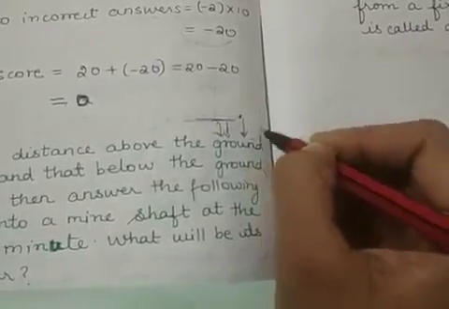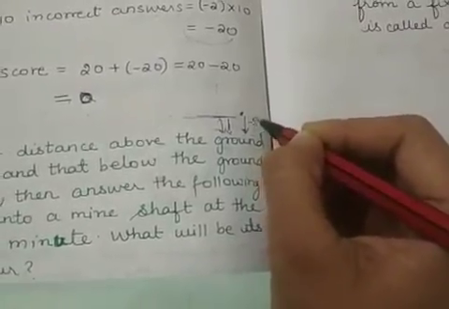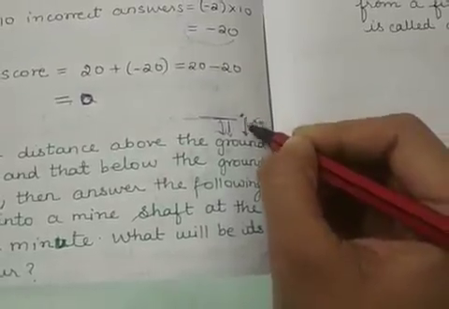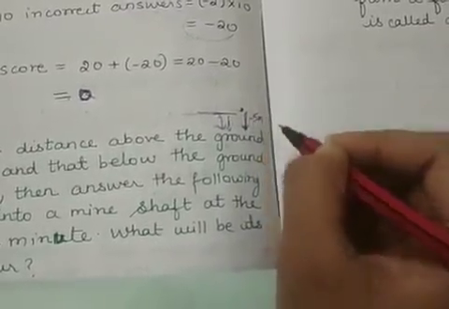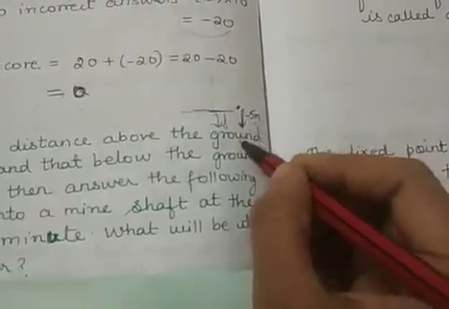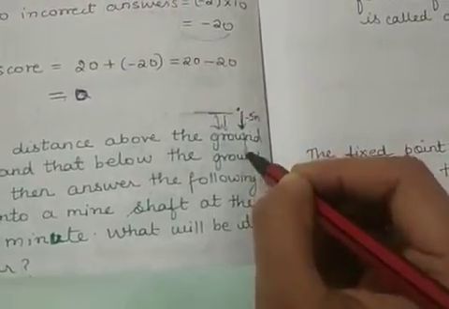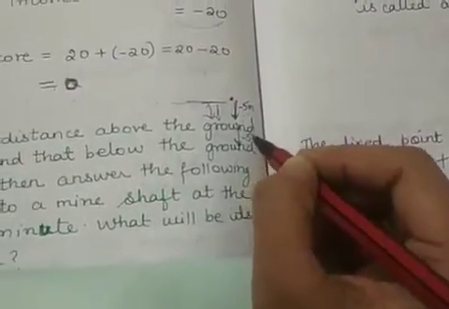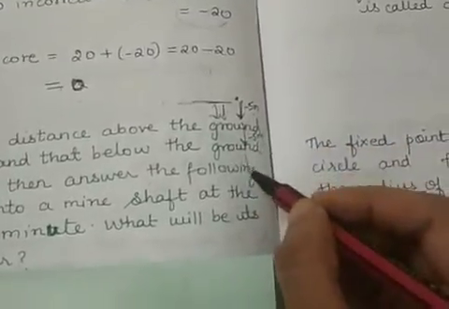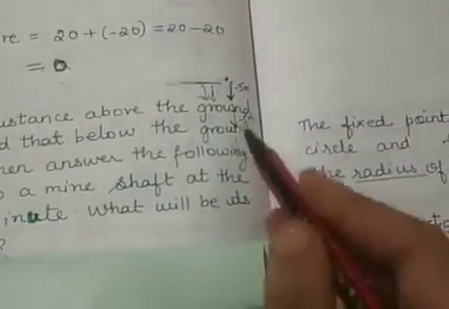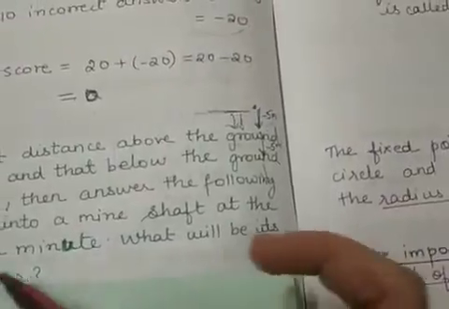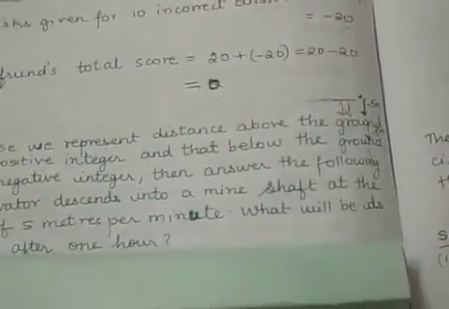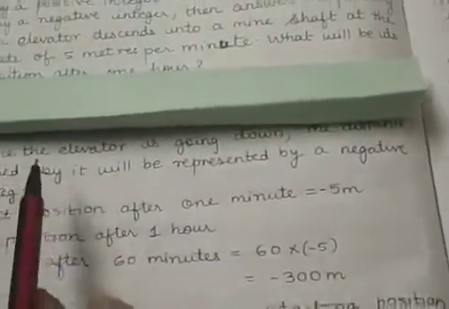So what will it be denoted by? Minus 5 meters, correct? Because if it is going down, it is given by a negative integer. This is after 1 minute. After another minute, it will go another 5 meters below the ground. So it keeps on doing this, and you have to find out after 1 hour what will be its position. Okay, so let us see.